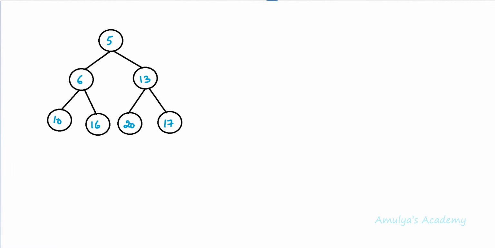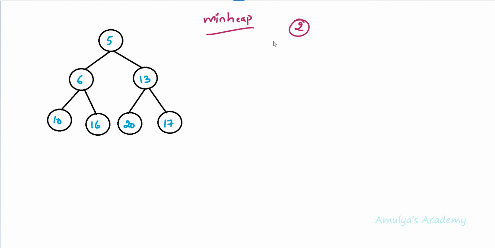We have a binary heap. Here this is a min heap. Why am I saying this is a min heap? Because the root node contains the smallest key. And if I check all other nodes, we can see the key of the parent node is smaller than the key of the child nodes. So this is a min heap. Now I want to add a new node to this binary heap. For example, 2. Okay, the node is 2.